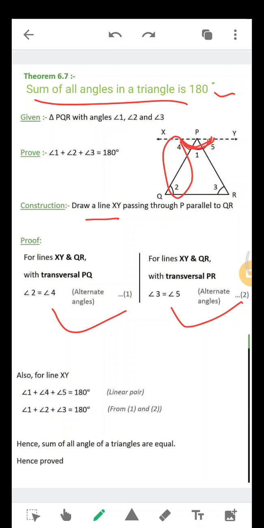So finally we get what we were required to prove, that is 1 plus 2 plus 3 is equal to 180. Hence the sum of all the angles of a triangle is 180 degrees. Hence this is proved. This is also one of the most important theorems. Everybody must practice it well. Okay.